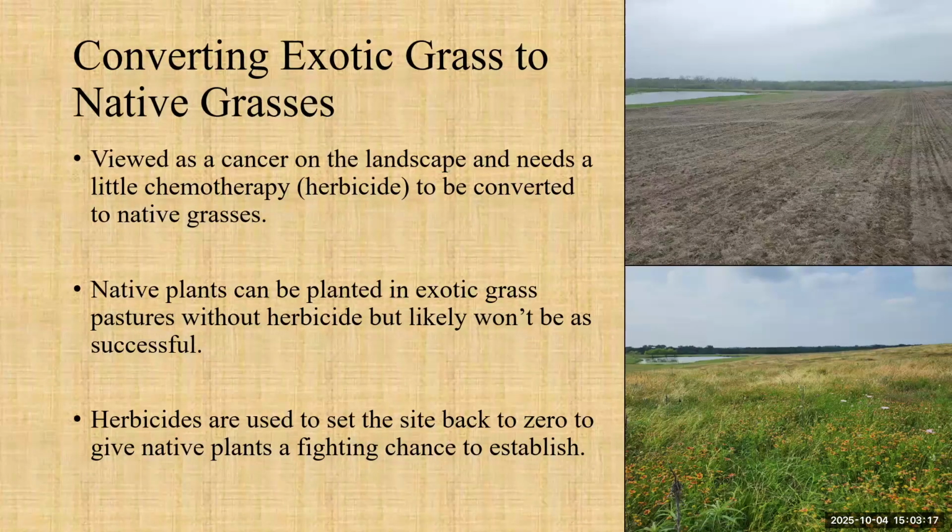You can plant native plants into these exotic grass pastures without using herbicide, but your success won't be as long-lived and could be very futile. We use herbicides to set the plant community back to zero, to then give those native plants an opportunity at being successful. For the most part, when I say herbicide, we're using Roundup. We're using glyphosate, Roundup, to convert these pastures.